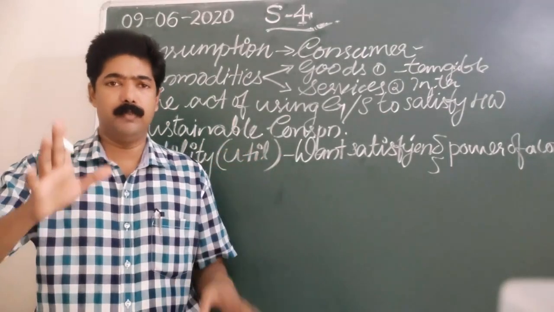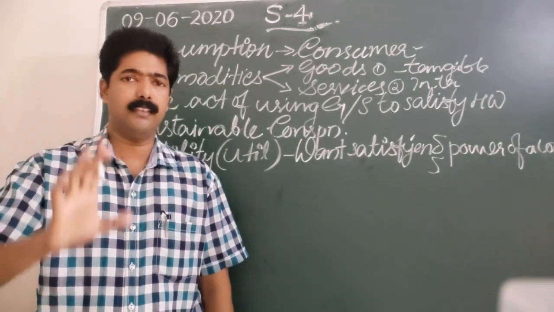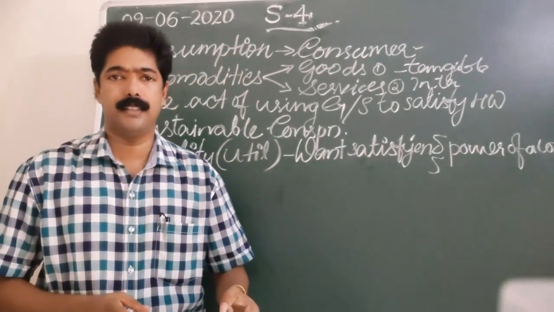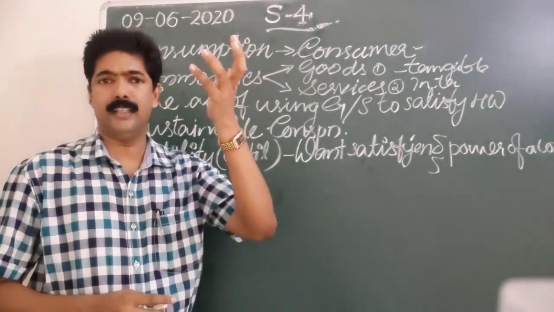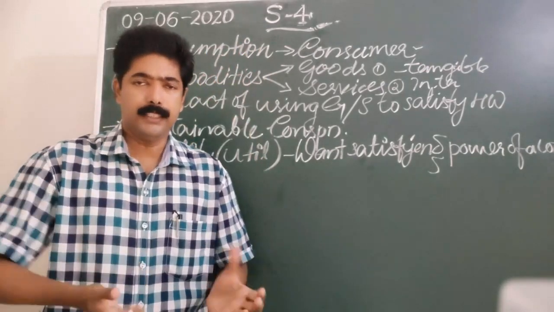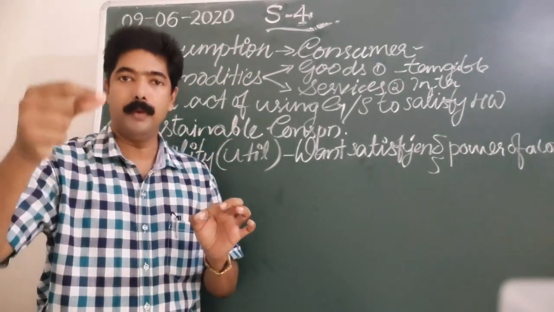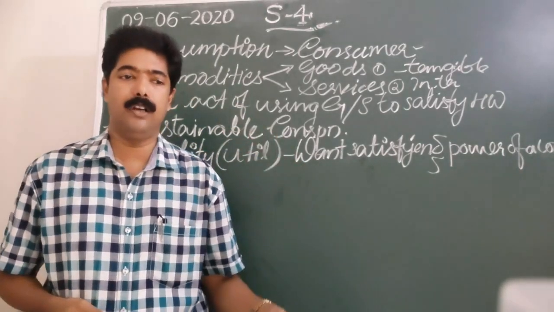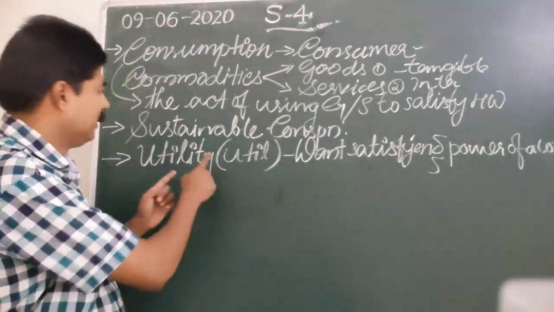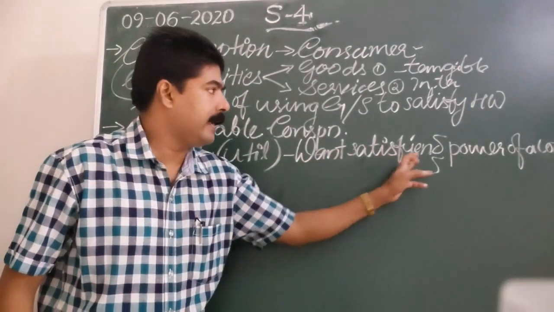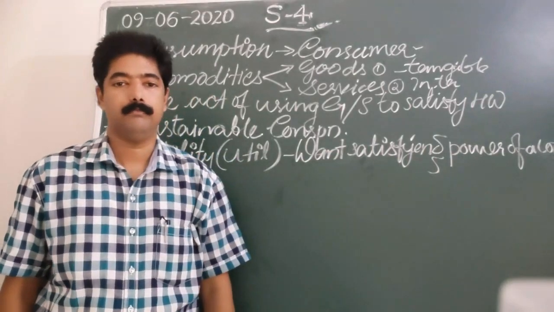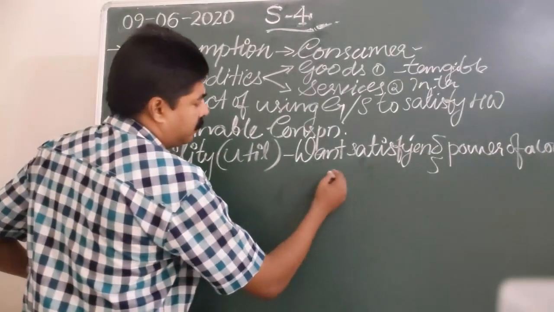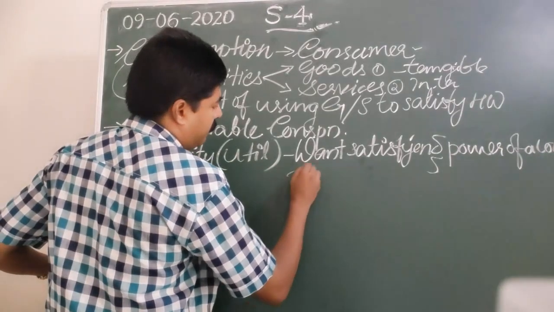So utility means every commodity has the capacity to satisfy human wants. In the case of chapati, or a bread piece or a banana, that has the power to satisfy human hunger. Therefore, such a type of capacity of one commodity is known as its utility. Want satisfying power of a commodity. Clear? Now we will discuss some of the features of utility. What are the features?